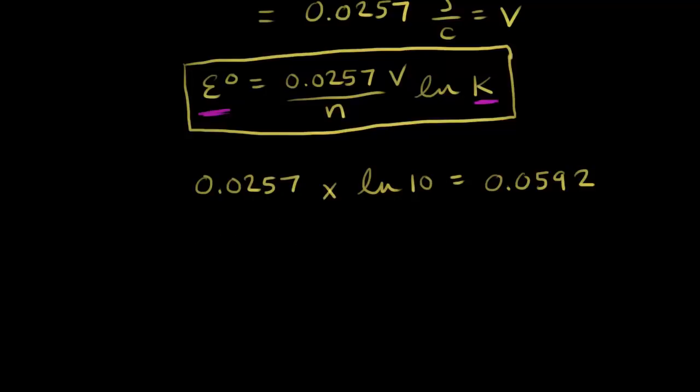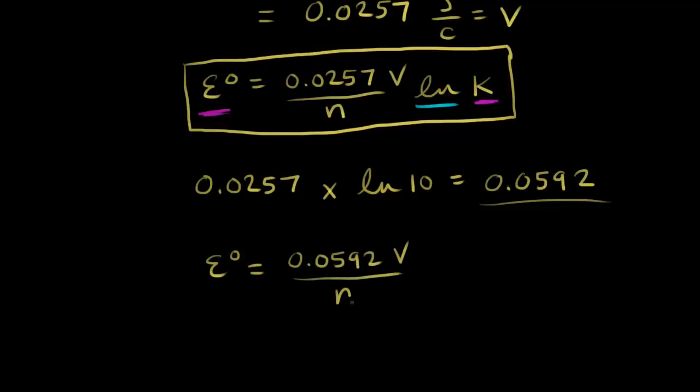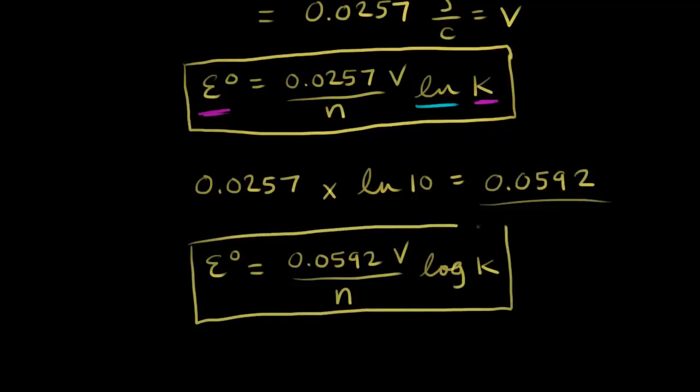Up here we have a natural log, but now we can write it in log form. So now we have the standard cell potential E0 is equal to 0.0592 volts, once again, over n, the number of moles of electrons transferred in our redox reaction. And this time it would be times the log of K. So not the natural log, the log of K. So we've taken care of that in our calculation. So this is just another form of the same equation, right? Relating the standard cell potential E0 to the equilibrium constant K.